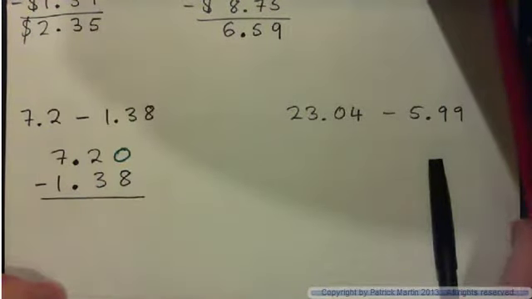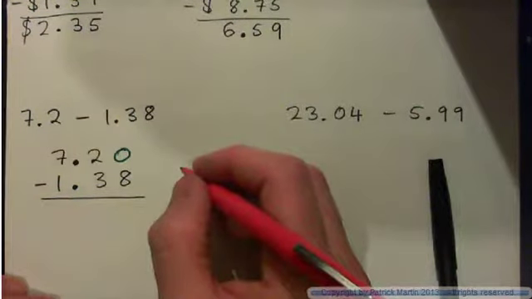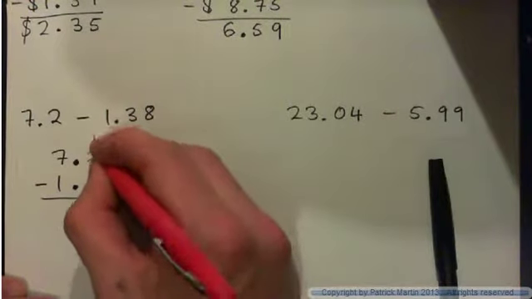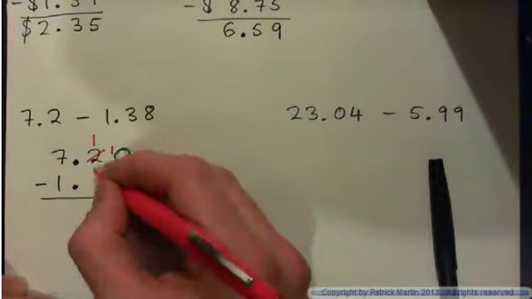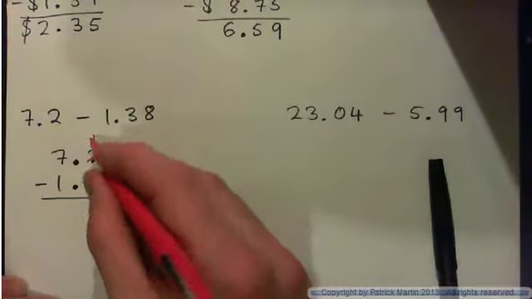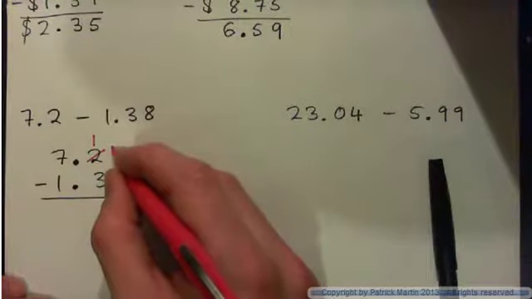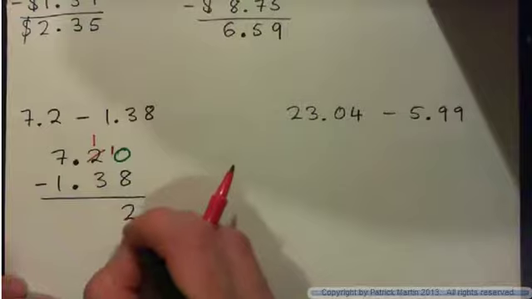Okay, so now when we subtract, 0 subtract 8 isn't going to work. Do we have to borrow? Yep. So borrow from the 2, that becomes a 1, and now a 10 comes over here. So this is basically a 10, and you bring a 10 over here. 10 and 0 was just 10. So now 10 subtract 8 is 2.